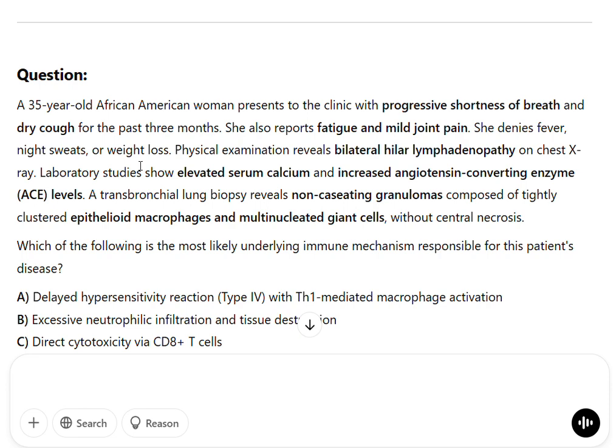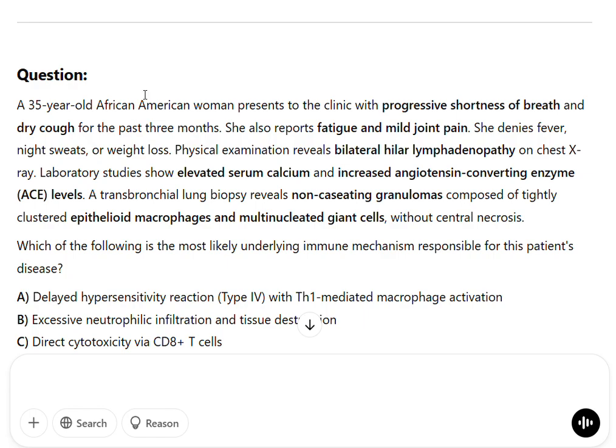She denies fever, night sweats, or weight loss. Physical examination reveals bilateral hilar lymphadenopathy on chest X-ray. Laboratory studies show elevated serum calcium and increased angiotensin-converting enzyme (ACE) levels. A transbronchial lung biopsy reveals non-caseating granulomas composed of tightly clustered epithelioid macrophages and multinucleated giant cells, without central necrosis.